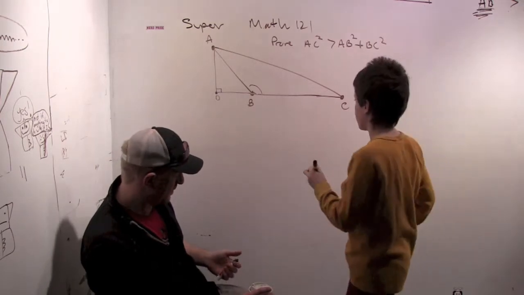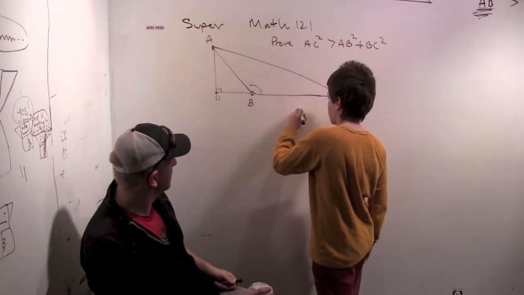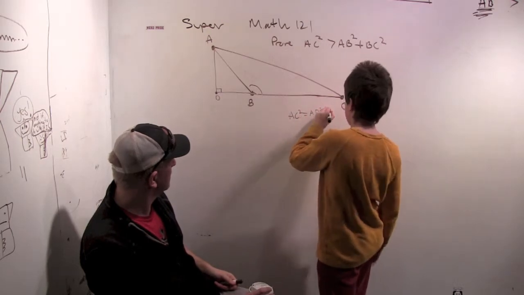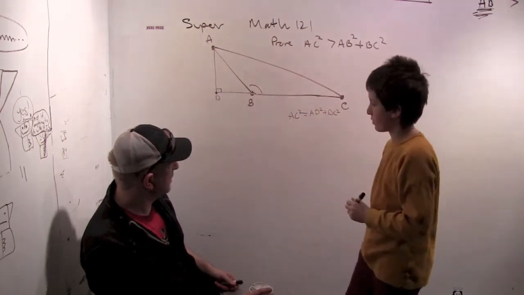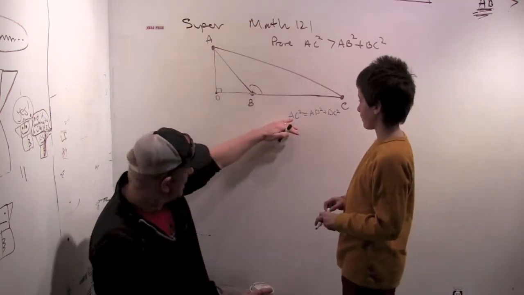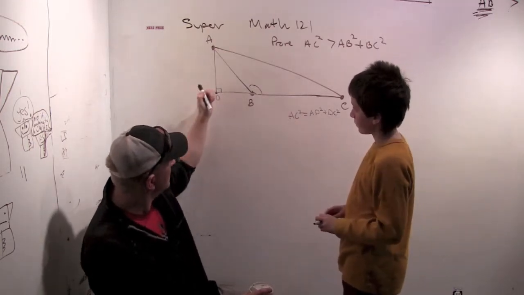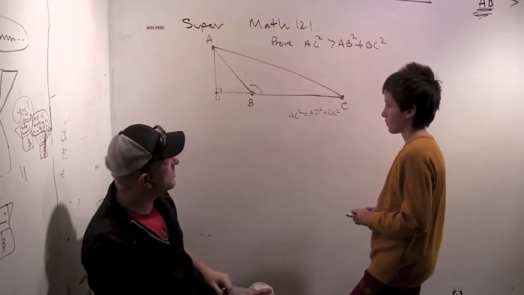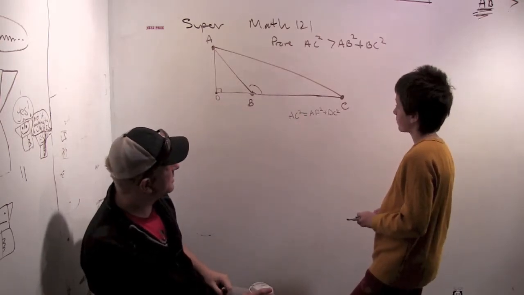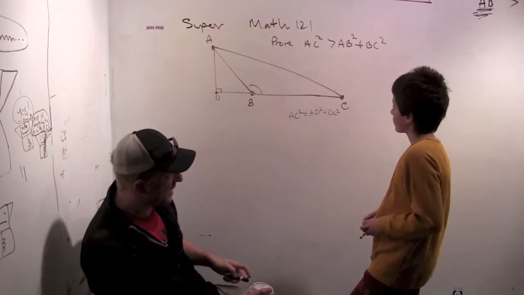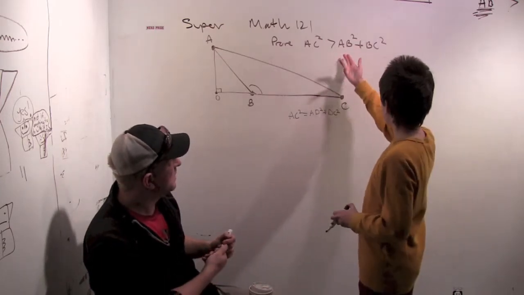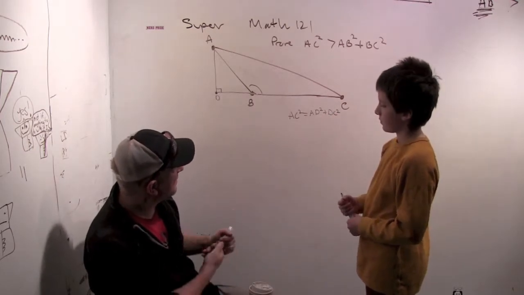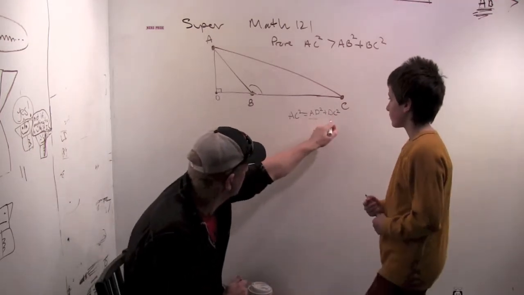Well, it tells us that AC squared equals AD squared plus DC squared. So now we know what AC squared is. So that's nice, actually. But we don't have AB squared or BC squared. We don't have anything relating to AB and BC. We just have AD and DC.